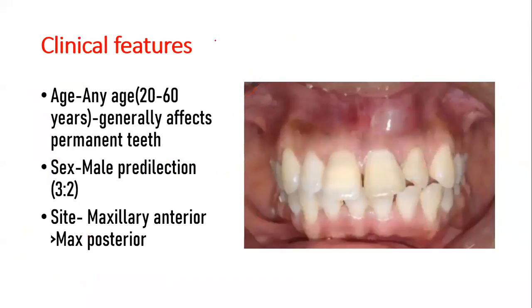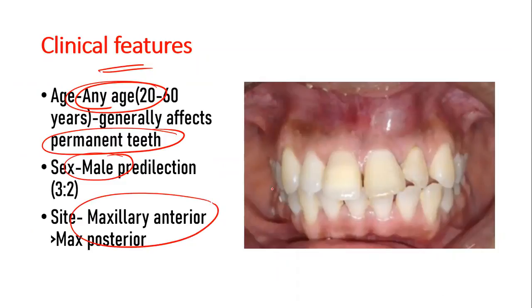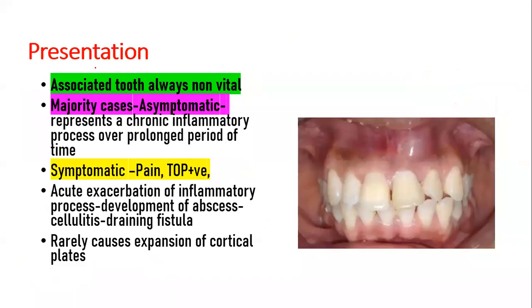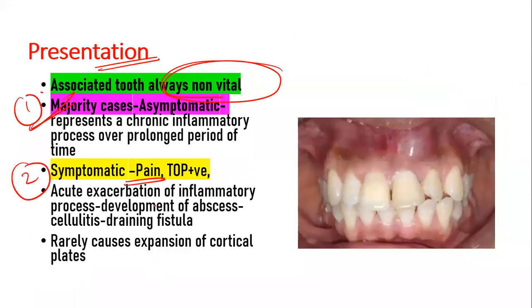In the clinical features, we see it occurs at any age, mostly the permanent teeth, male predilection, most commonly the maxillary anterior teeth, followed by the maxillary posterior teeth. In the presentation, we see it is always associated with a non-vital tooth, majority of the cases being asymptomatic. When symptomatic, it might lead to pain, and an acute exacerbation can lead to abscess, cellulitis, fistula. If it grows too much in size, it will cause cortical plate expansion.